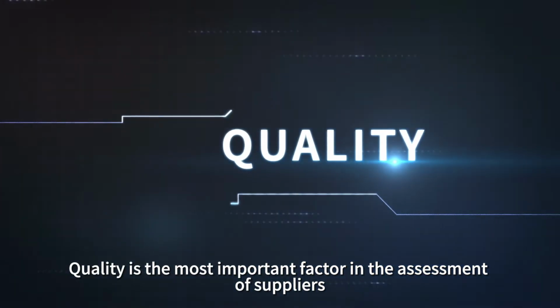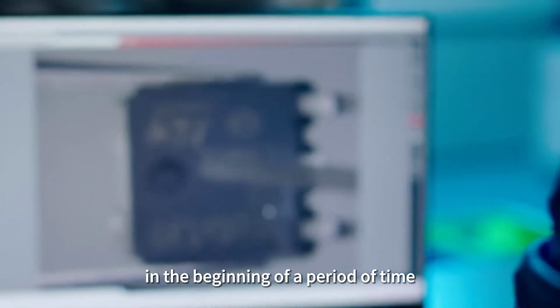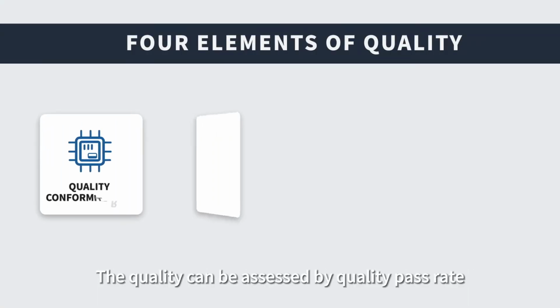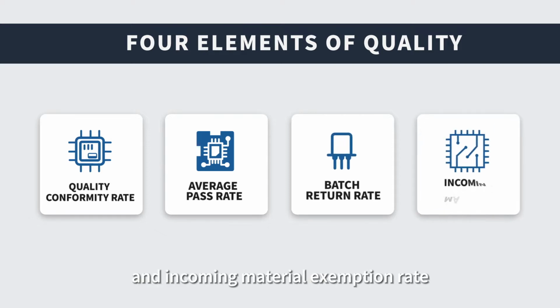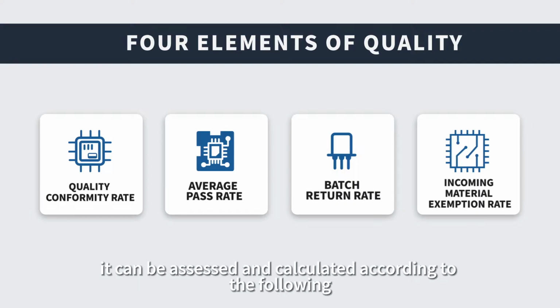Quality is the most important factor in the assessment of suppliers in the beginning of a period of time, mainly to strengthen the inspection of product quality. The quality can be assessed by quality pass rate, average pass rate, batch return rate, and incoming material exemption rate. Specifically, it can be assessed and calculated according to the following.